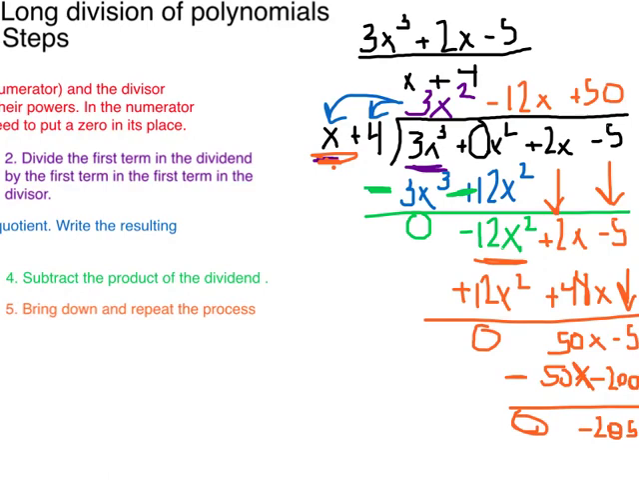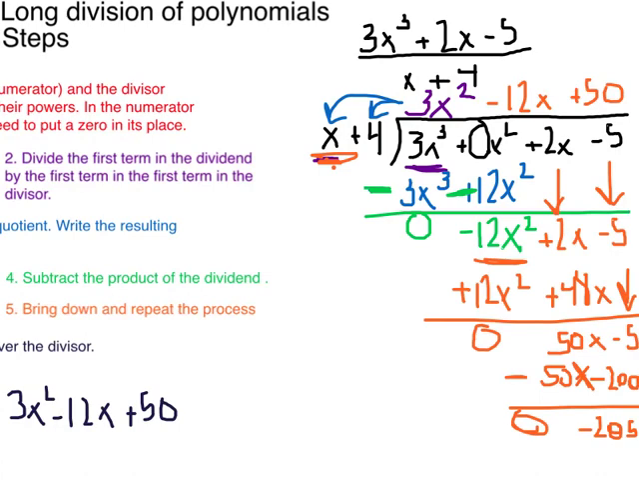The last step here is to actually write out your answer, so let me show you how to do that. The last step really is to write out the quotient that you found, so that would be this right here. So let's list that. We've got 3x squared minus 12x plus 50.